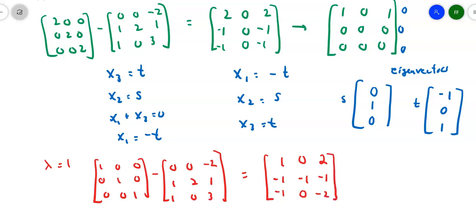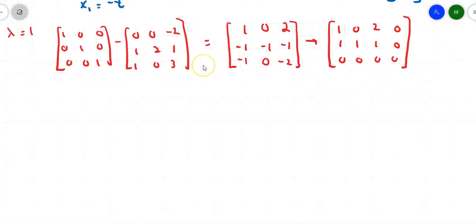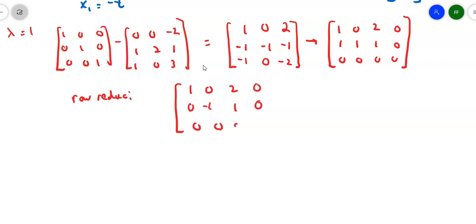So this time it's the first row and the last row that are multiples of each other. So this gives me 1, 0, 2, 0. Let's call this 1, 1, 1, 0, and 0, 0, 0, 0. I can actually do a little bit more row reduction on this to get rid of some of those elements in the second row, at the very least to clear out one of them. And so when I do another row reduction, that gives me the first row still the same, 1, 0, 2, 0. The second row becomes 0, negative 1, 1, 0, and the last row is a row of zeros.